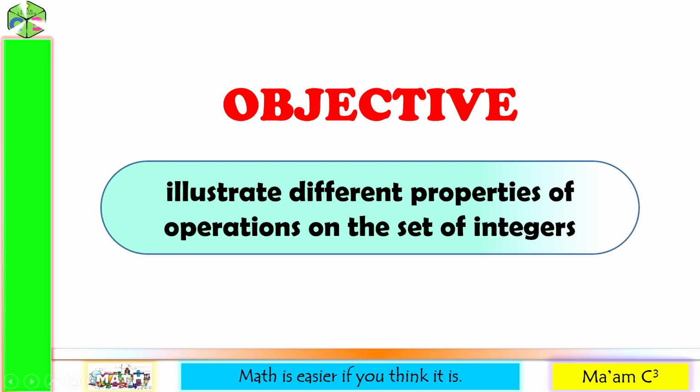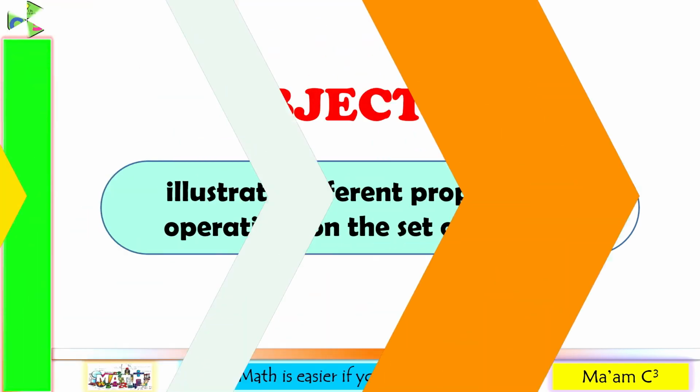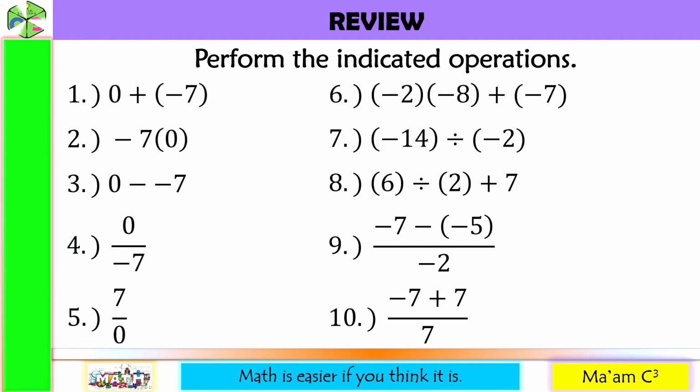Our objective in this lesson is to illustrate different properties of operations on the set of integers. Let's have a quick review. Perform the indicated operations. Number 1, 0 plus negative 7. Two consecutive different signs when combined will become negative, so 0 minus 7 is equal to negative 7.